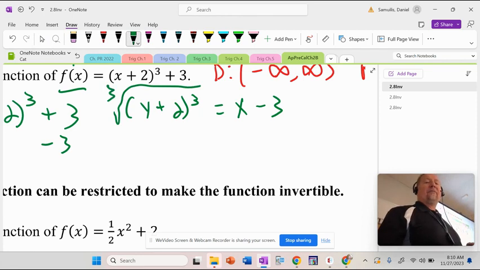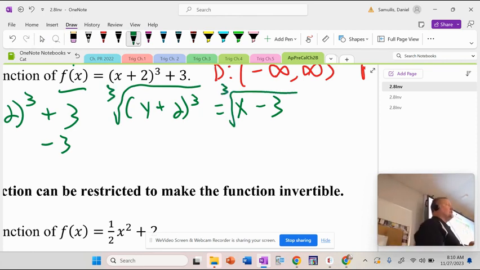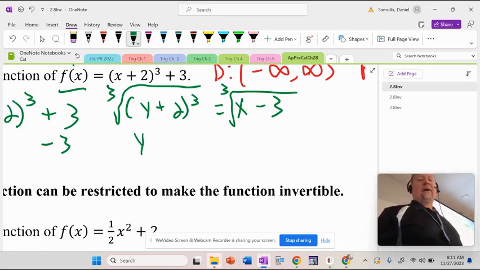And by the way, when I cube root both sides, is it plus minus? Yes or no? No, it's only when I square root or fourth root or sixth root, I could keep going. Even rooting only creates a plus minus. We're going to talk about that in the very next one.